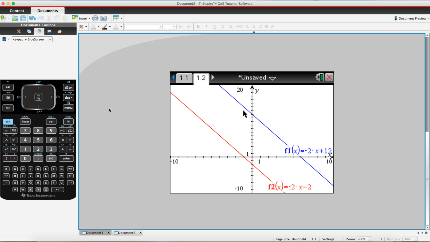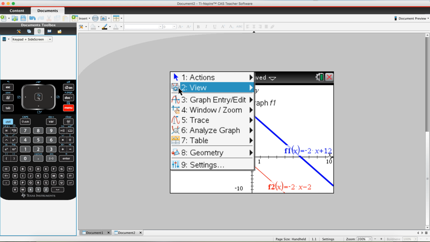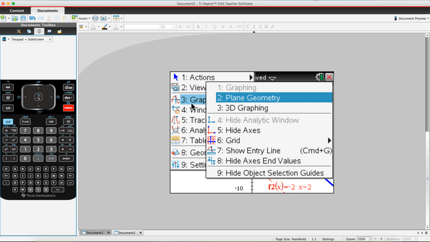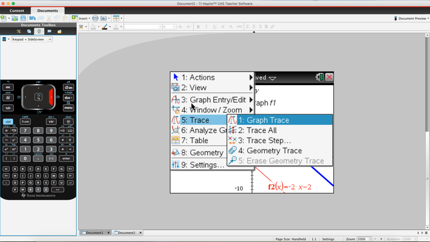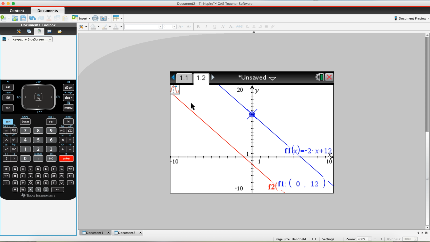Now we can have a look at the line by using the trace function, so we can have a look at the different points that this line passes through. So press on menu again and go down to number 5, which is trace. So this one here, the top one, graph trace. You'll see that you get this little cross come up, and you can scroll across. That's down in the corner, it's telling me what coordinate it's on. It's at 0, 12. But I can scroll down and I can also see the x-intercept, which as you can see is 6, 0.